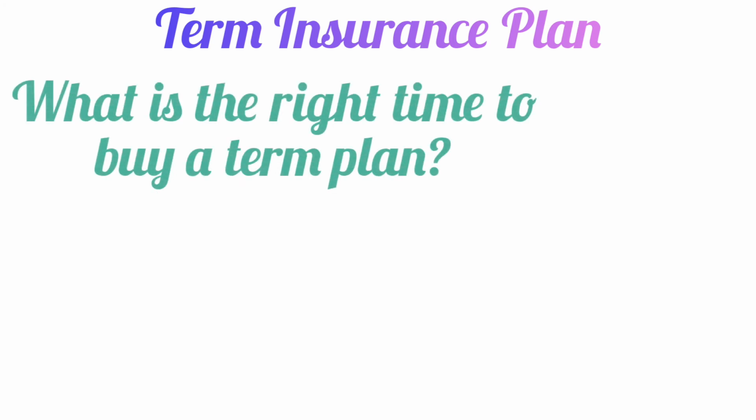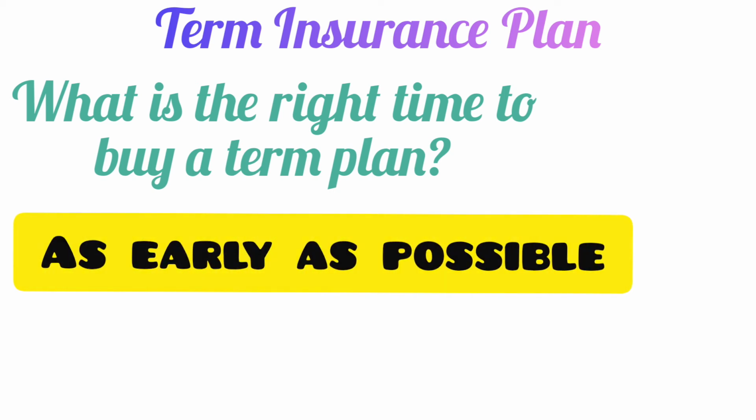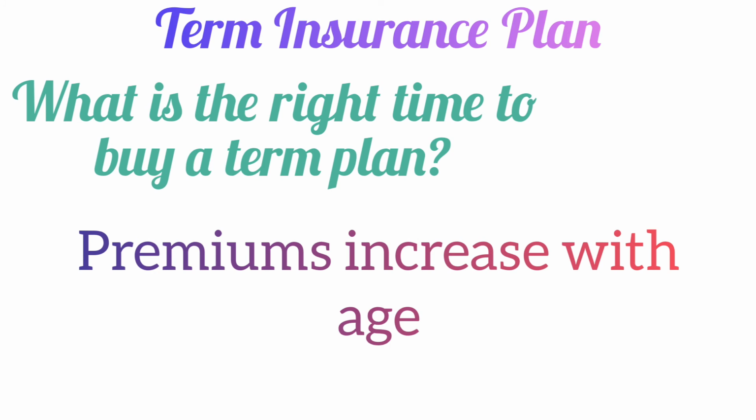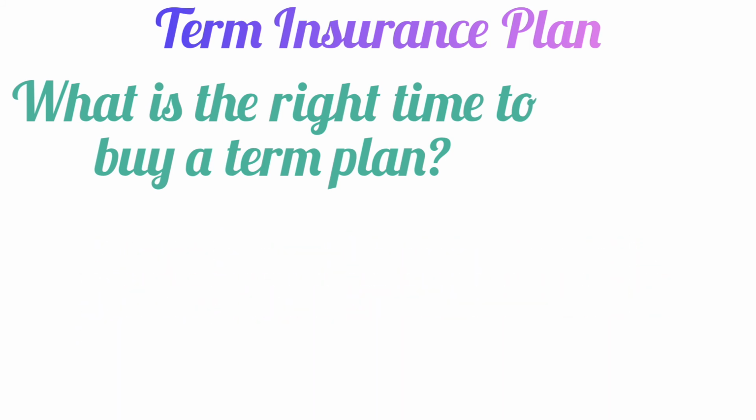What is the right time to buy the term plan? You should be buying a term plan or any other life insurance plan rather as early as possible, because premiums increase with age. The premium that you will have to pay for 1 crore term plan at the age of 25 will be much higher than the premium that you will have to pay for term plan of rupees 1 crore at the age of 18.